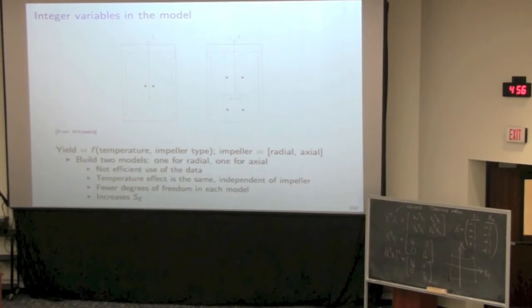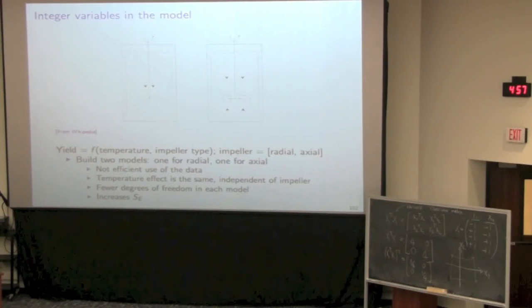Let's take a look here at an example that's engineering related but very relevant. We're going to see integer variables all the time. From this point onwards, integer variables are going to be in every model we consider. An integer variable is a variable that can take two levels, and we'll see later on multiple levels, but here we're considering only two for now. Consider this reactor: there's a radial impeller and an axial impeller that I can choose between, and I can also vary the temperature in the reactor. So I have temperature as one variable and impeller as a second variable, and I'm trying to predict the yield that I get from that bioreactor. Is my yield higher or lower if I vary the temperature and if I vary the impeller type?